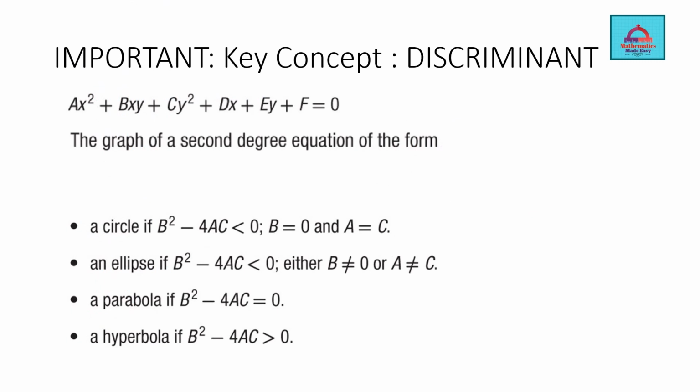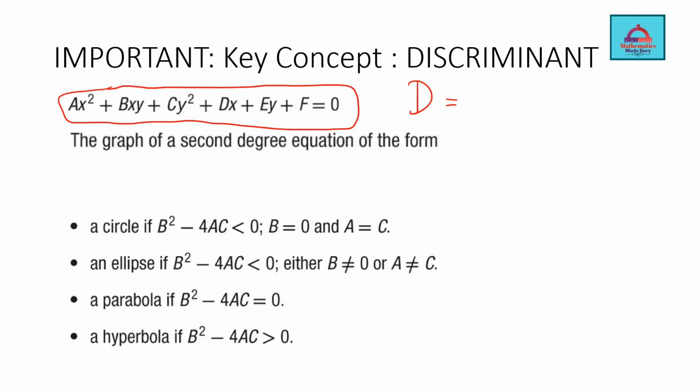Another important key concept is the concept of the discriminant, denoted by a capital D. This is for the general form of the second degree equation of any conic section. It can be a circle, an ellipse, a parabola, or a hyperbola. You find its discriminant, b squared minus 4ac. The coefficient of xy is b. The coefficient of x squared is a, the coefficient of y squared is c, the coefficient of x is d, the coefficient of y is e, and the number without any coefficient, the constant, is f. So you find this value.